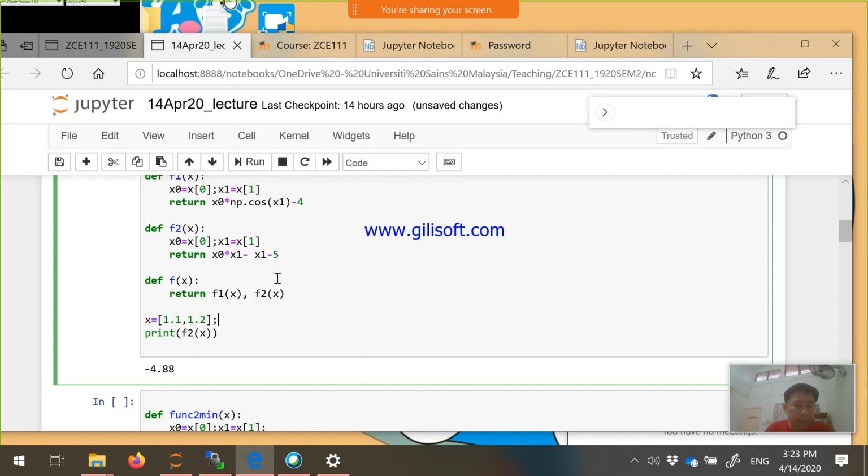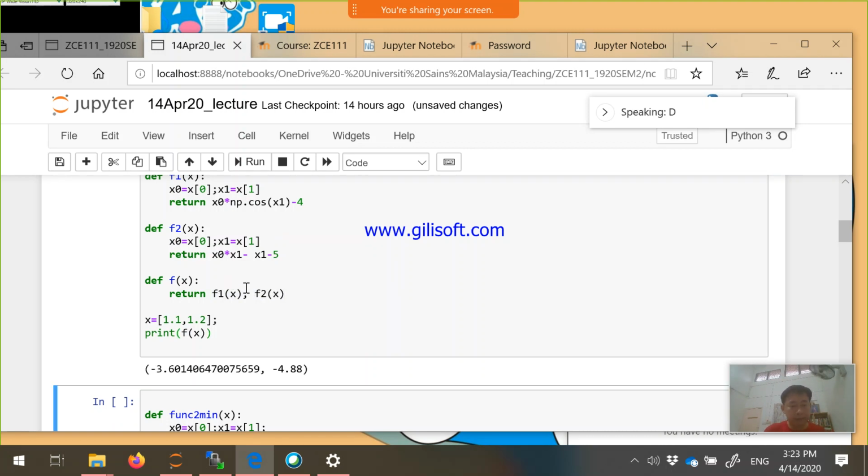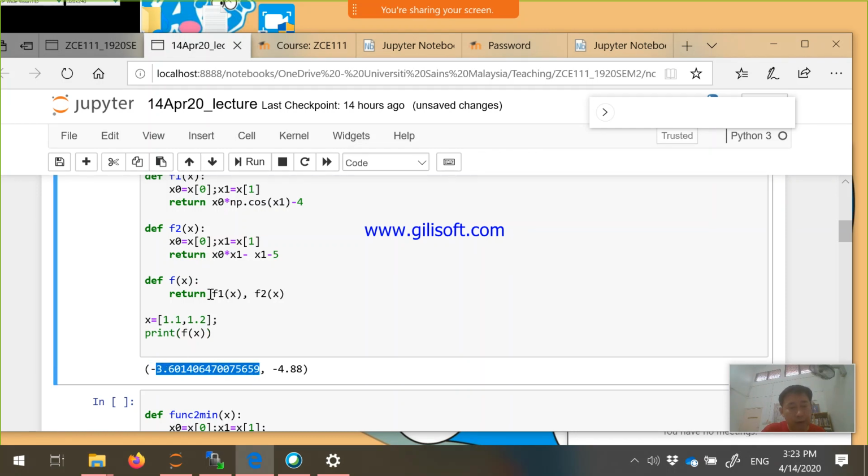So when I print out the values of f like this, you can see on my screen. When I do this, the output would be two values. One value is coming from f1, another value is coming from f2. So let me press the button. Right. So this is the value of f1 that comes from here. This minus 4.88 is the value from f2. Okay.